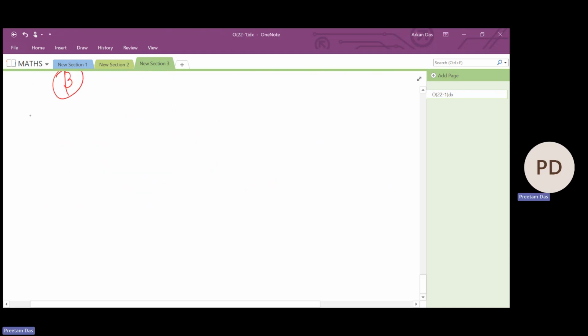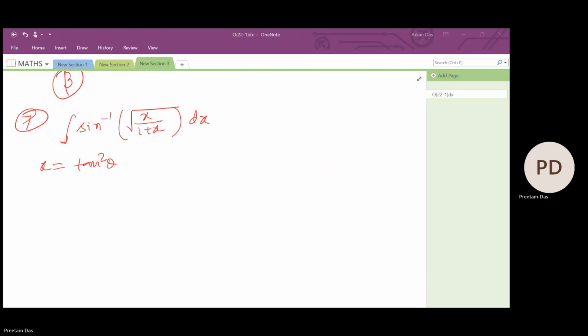Let us solve the seventh. They are saying integration of sine inverse of square root of x by 1 plus x dx. So how will you solve this? Let us substitute x equal to tan square theta. So what will be dx? dx will be 2 tan theta sec square theta d theta.